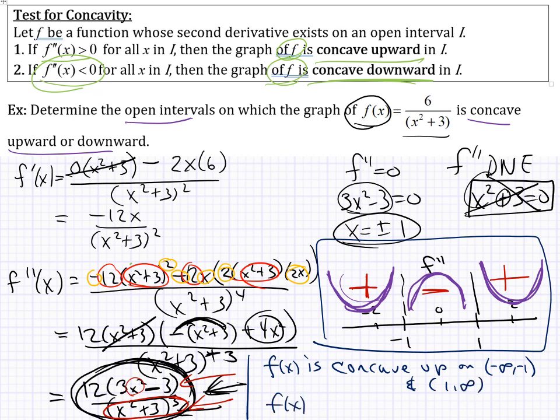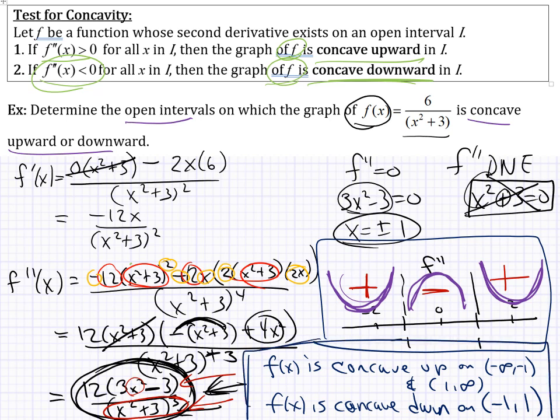F of x is concave down on the interval from -1 to 1. And so that answers the question about the original function's concavity based off of looking at the second derivative. Notice the process is very similar to what we did for increasing and decreasing in max and mins. We are just doing it with the second derivative.